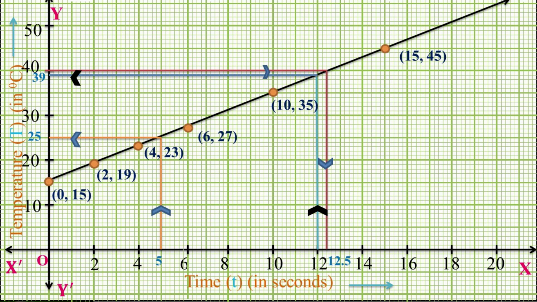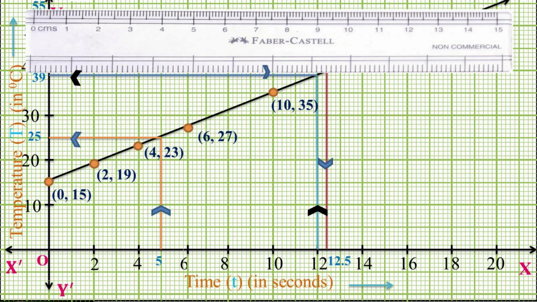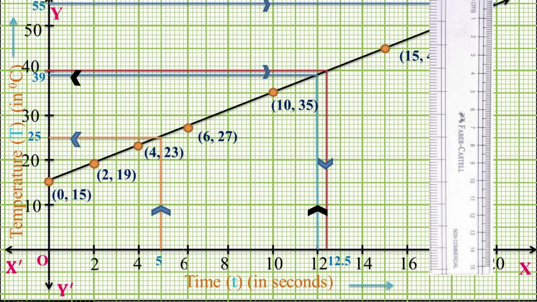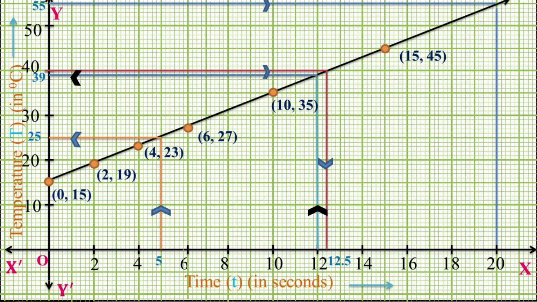Now we find the fourth question. We can mark 55 degrees Celsius on the y-axis. Draw a horizontal line. The line meet at a straight line. Now we draw a vertical line. The line meet on the x-axis at 20. Observe the figure. When temperature is 55 degrees Celsius, then time is 20 seconds.